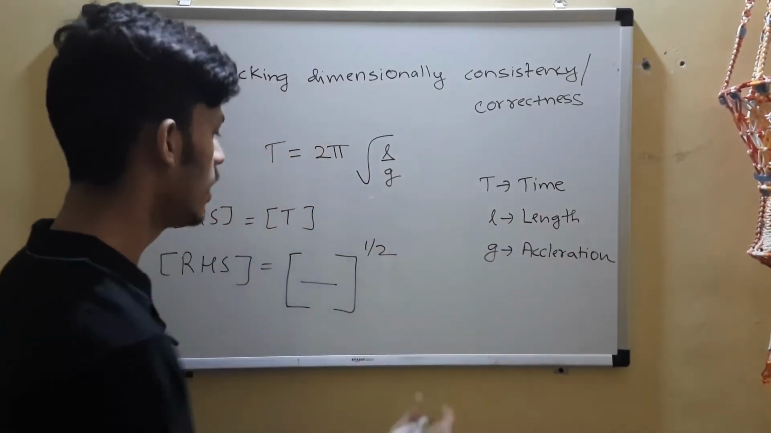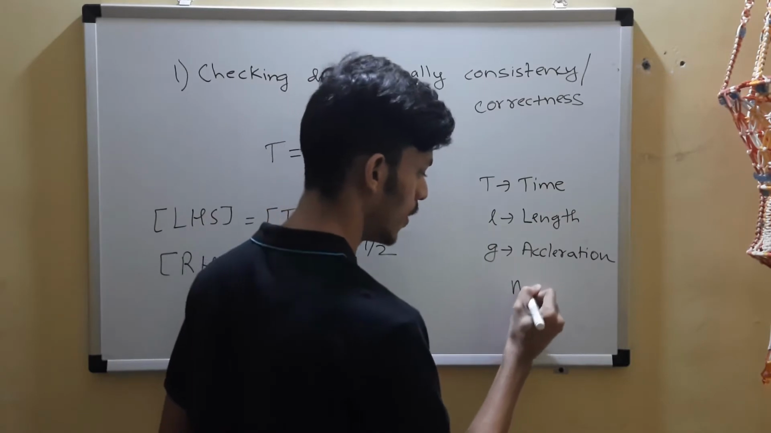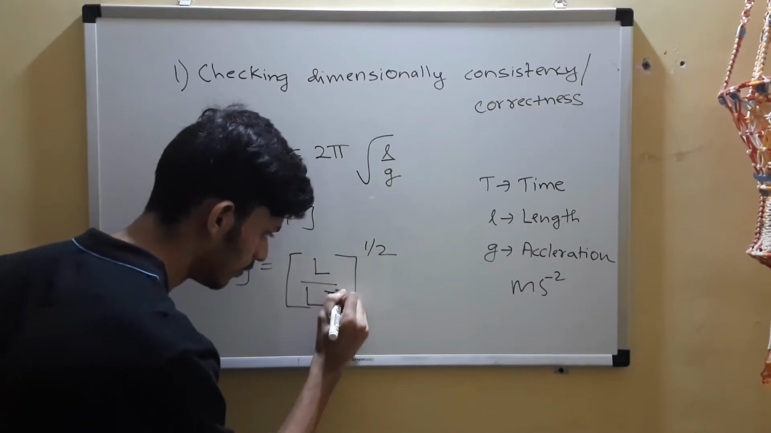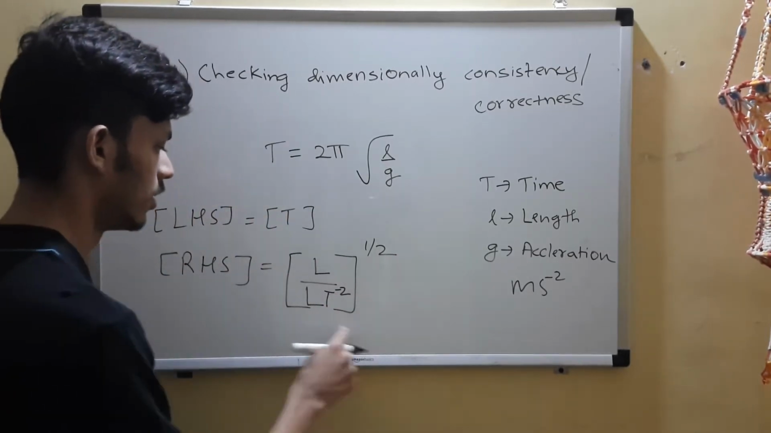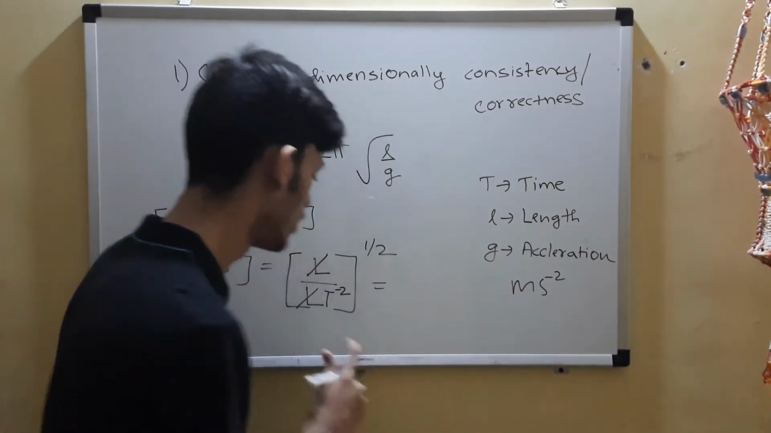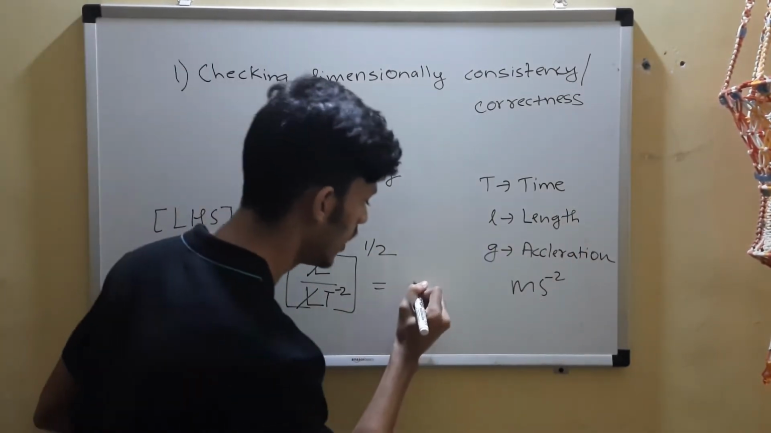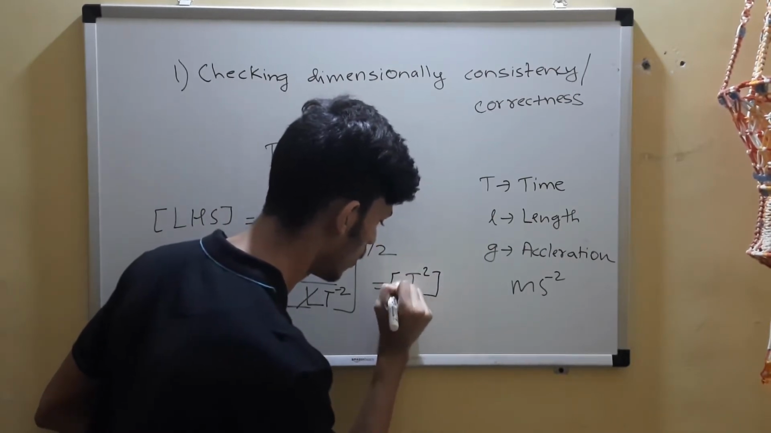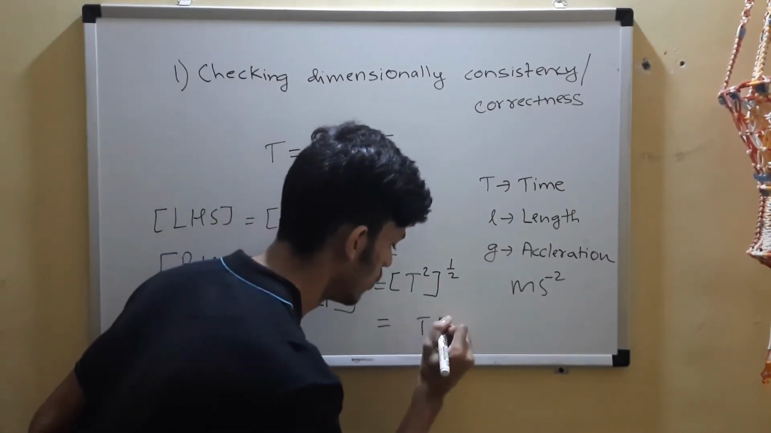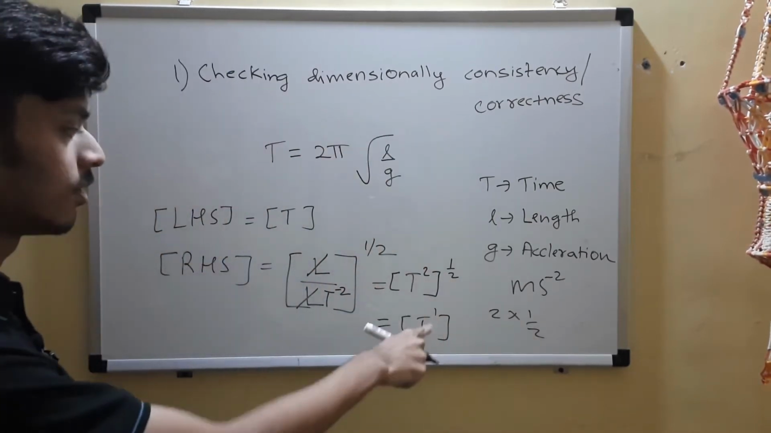L is for length. The dimensional formula of length is this. And acceleration due to gravity, we measure it in meters per second squared. Meters is length, second is time. Length cancels. What we are left with is 1 upon T raised to minus 2. Now take this T to the top and change the sign. It becomes T raised to 2, and then we have a half there. So this 2 multiplied by half, the 2 cancels, and you are left with T raised to 1.